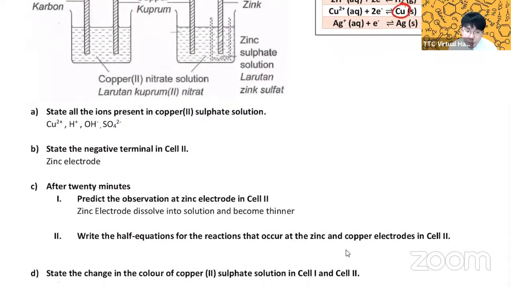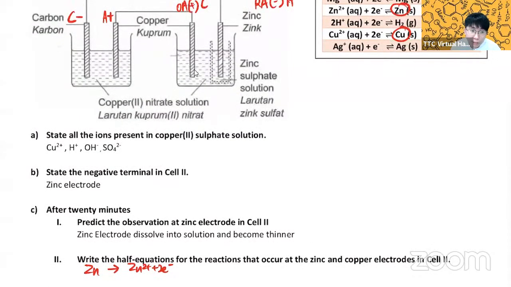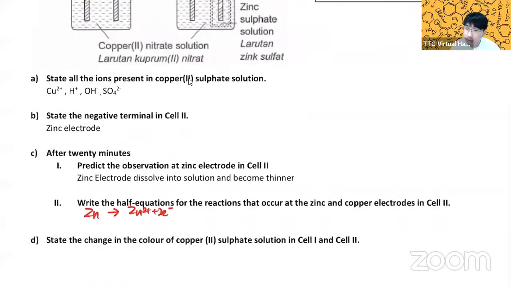Write the equation that occurs at the zinc and copper. For zinc, very simple, it donates electrons and becomes Zn2+. But who will receive the electrons? The other side, which is the copper(II) solution. So the positive ion of copper, Cu2+, receives the electrons and becomes copper.